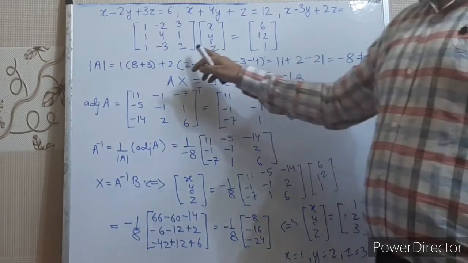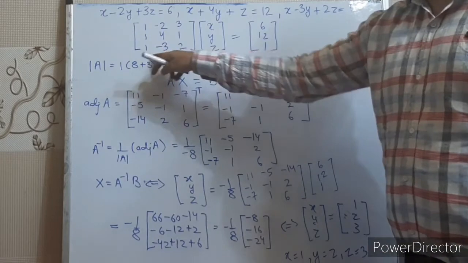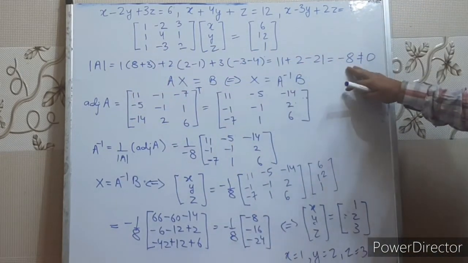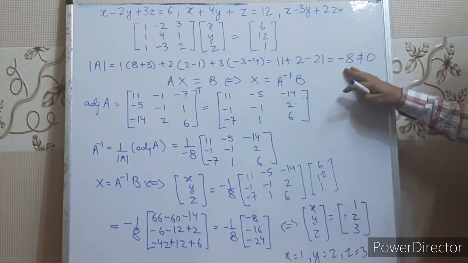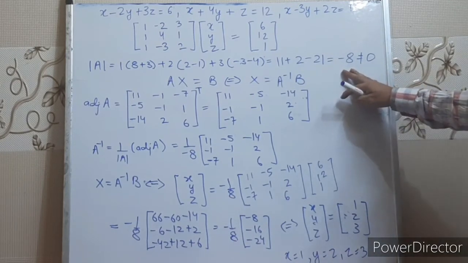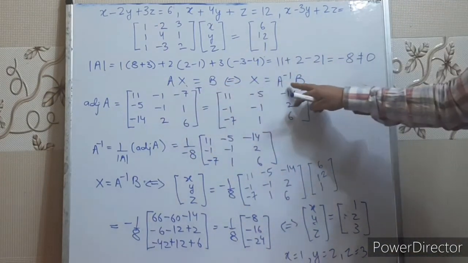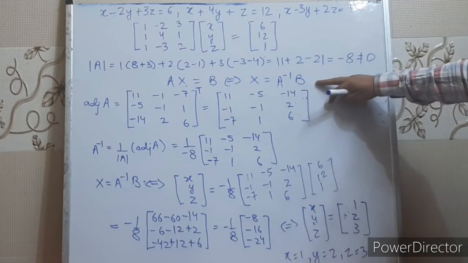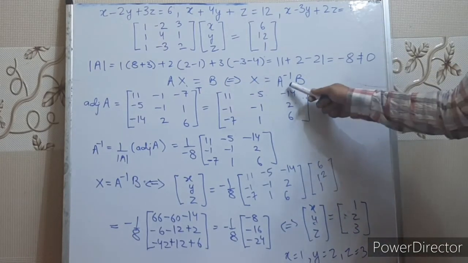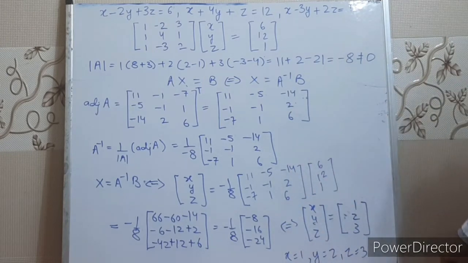First what we'll do, we'll calculate the value of determinant of A. When we expand this, find the value of determinant of A matrix, what we'll get? -8. When determinant of A is not equal to 0, that means A is invertible, inverse of A exists. So from here we can say that when Ax equals B, X equals A inverse B. Right children? Now for calculating inverse, we first need to calculate adjoint A.